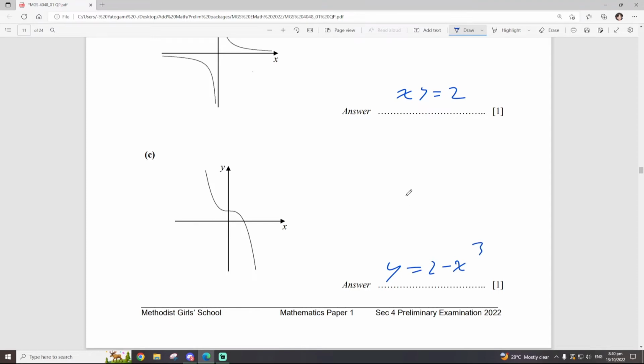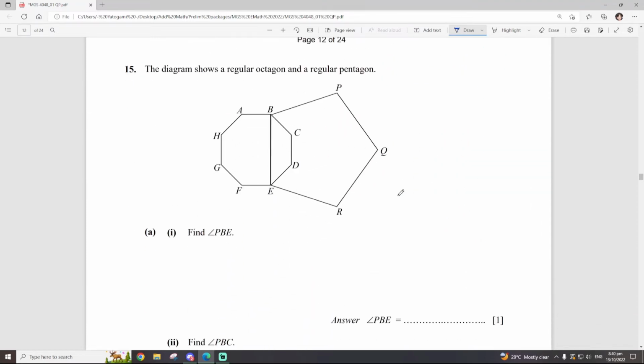Okay. The diagram shows a regular octagon and a regular pentagon. Find angle PBE. Okay. So that is just the interior angle of a polygon, which is 5 minus 2 times 180 degrees divided by 5. So this is the interior angle of a pentagon, right? So this will be 108 degrees. Okay.